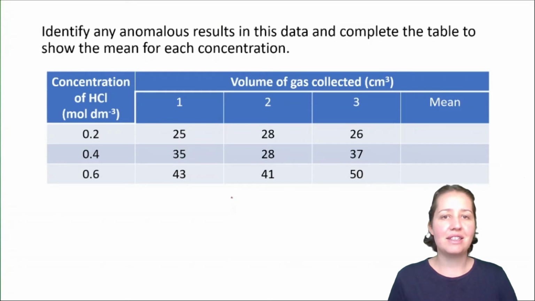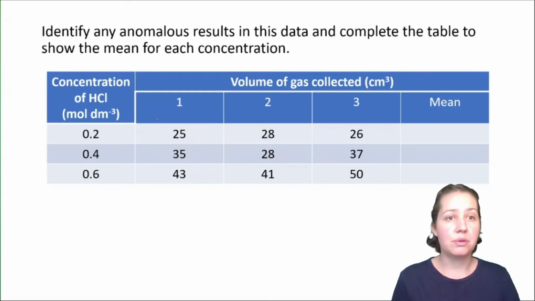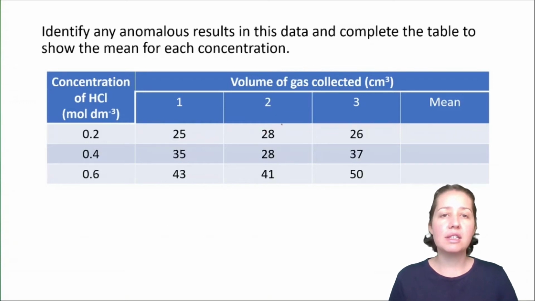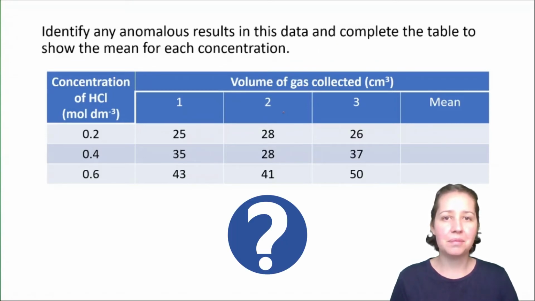Right, so I've presented you here with a data table. It's a typical rates of reaction experiment again. We're varying the concentration of the hydrochloric acid and you're collecting different volumes of gas for each of those concentrations with 3 repeats. So a slightly more complex table. What I would like you to do is go through the table, identify any anomalies, typically we circle them to make them stand out, and then excluding the anomaly, calculate the mean for each concentration of hydrochloric acid. Pause now.